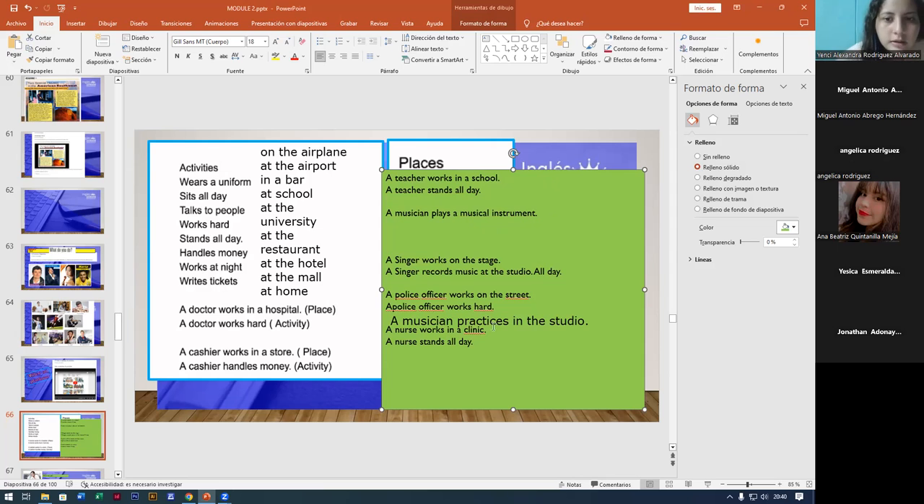A teacher stands all day. All day, very good. Miguel Antonio: a musician plays a musical instrument. Good one. Thank you. Fatima Araujo: a singer works on the stage. On the stage. Thank you.